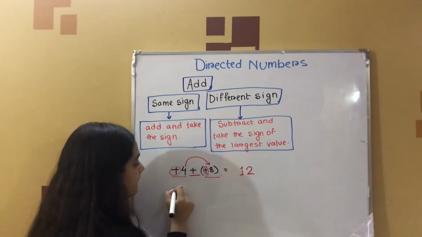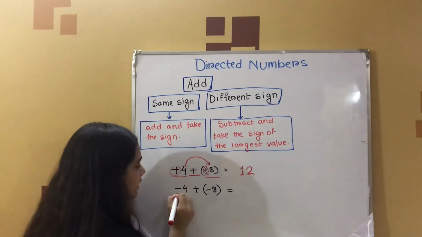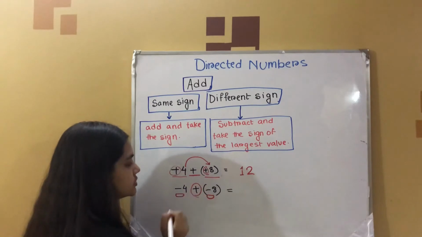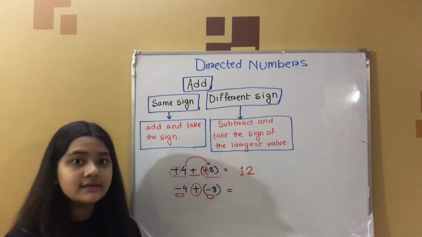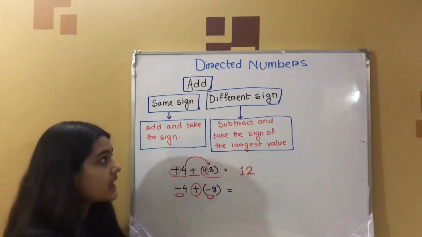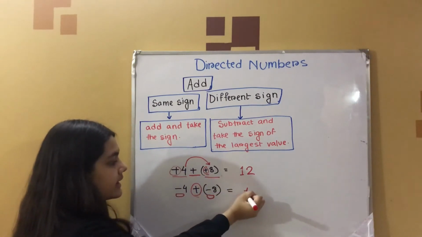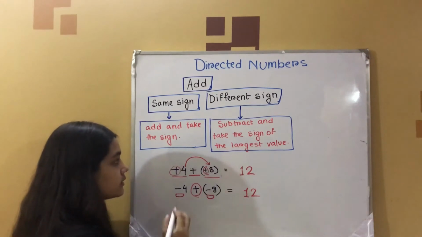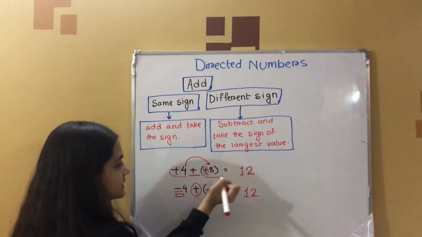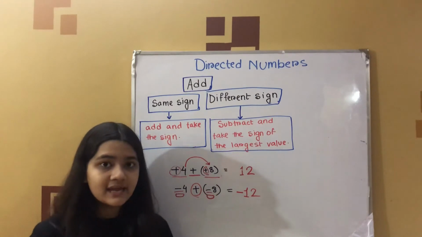Another example, -4 plus -8. See, both the numbers have negative sign. And we are told to add the two numbers. So when we are adding two numbers with the same sign, we are going to add the numbers. That means 4 and 8. If we add them, we get 12. And we will take the sign. That means both their sign is minus. Then our answer will be also -12, which means negative number.